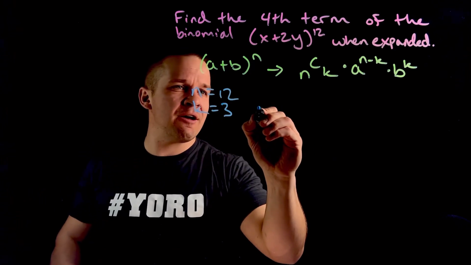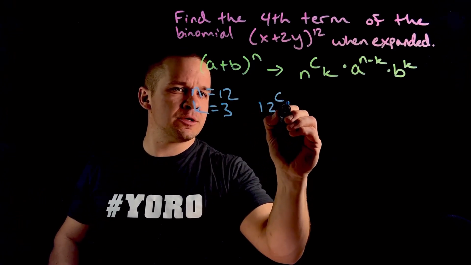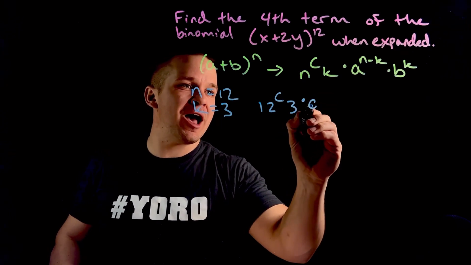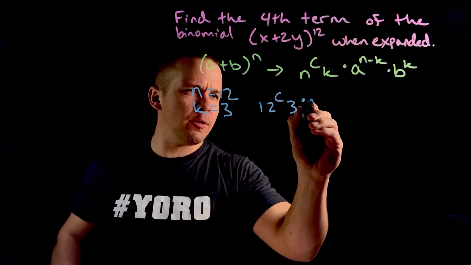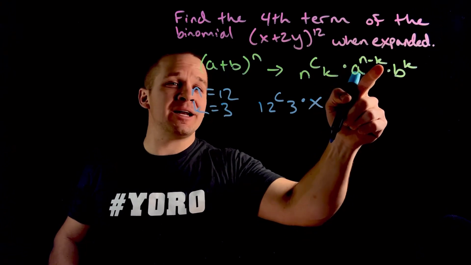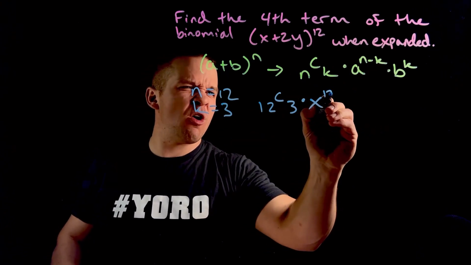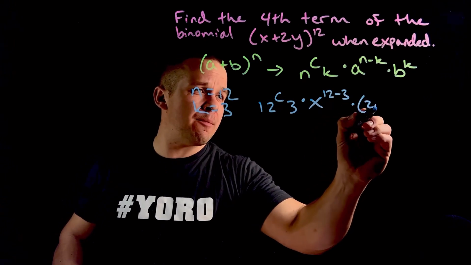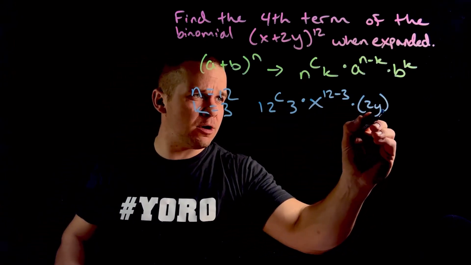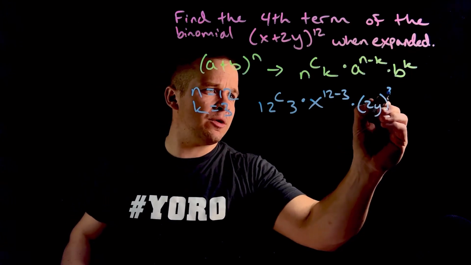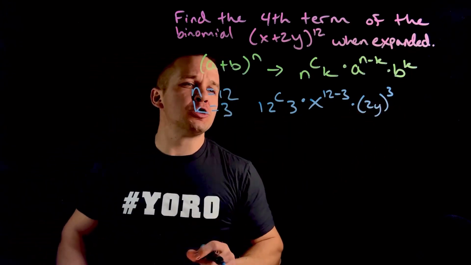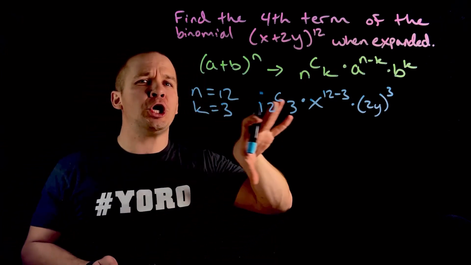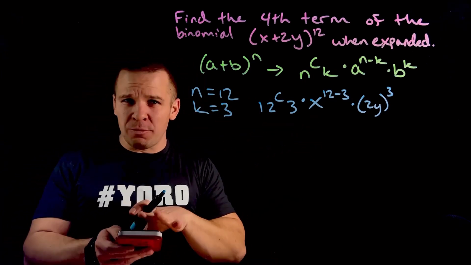So I'm going to have 12 choose 3 times x raised to the n minus k, 12 minus 3, and then we got our 2y. Remember the 2 also gets raised to that power, 2y raised to the k, which will be 3 for us. So 12 choose 3. Let's pop out our TI-84 Plus graphing calculator. We could do this by hand, but we can also do this in the calculator.